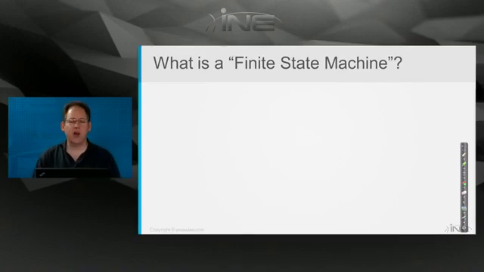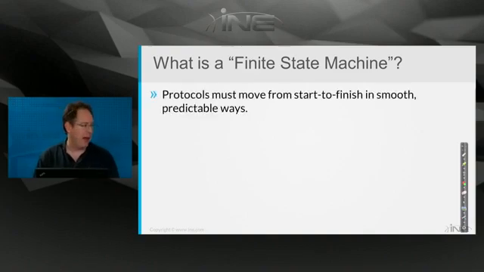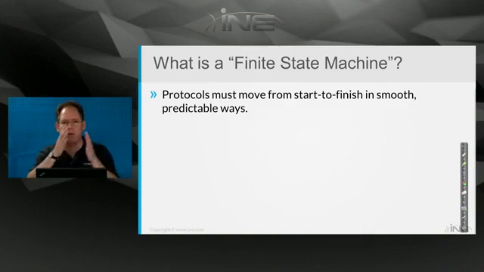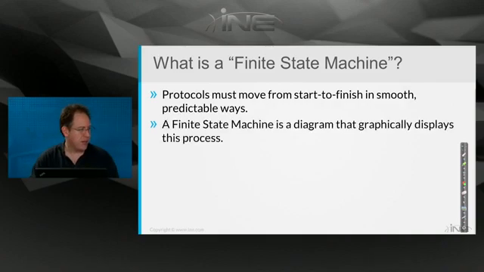So, first of all, if you've never heard of that term finite state machine before, let me take a brief moment to explain what is meant by that. Protocols, whether you're talking about a routing protocol or TCP or anything that moves through transitions, are designed to do something, and typically should move from start to finish in smooth, predictable ways. So a finite state machine is a diagram that graphically displays this process.